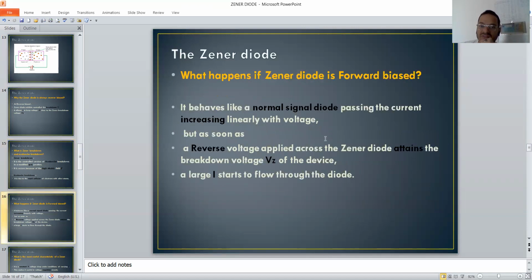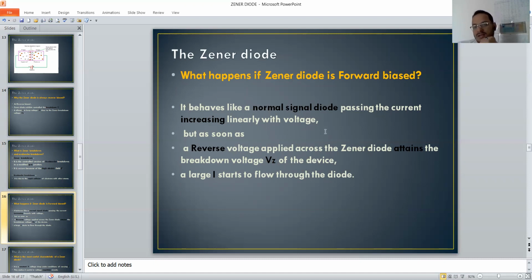What happens if the Zener diode is forward biased? We focused on the Zener diode at reverse bias, and we know we use it in this situation like a voltage regulator. Now let's see what will happen if we're dealing with forward bias. Like I said before, it behaves like an ordinary diode at forward bias, like a normal single diode, passing current that increases linearly with the voltage.